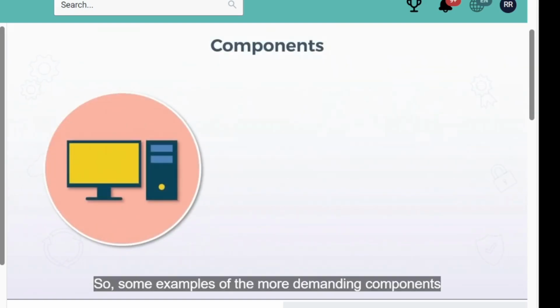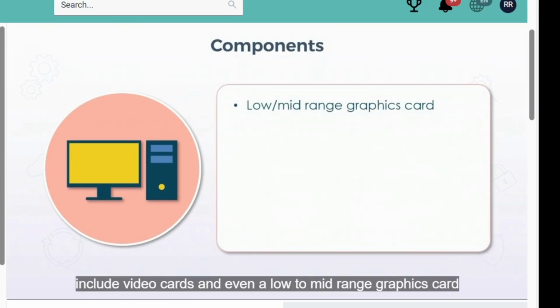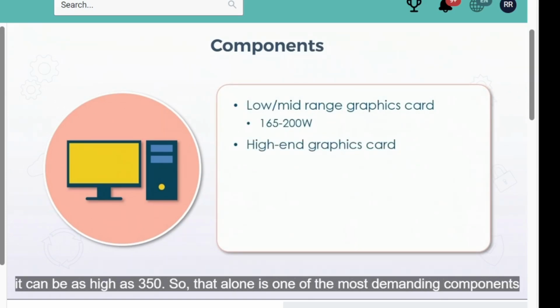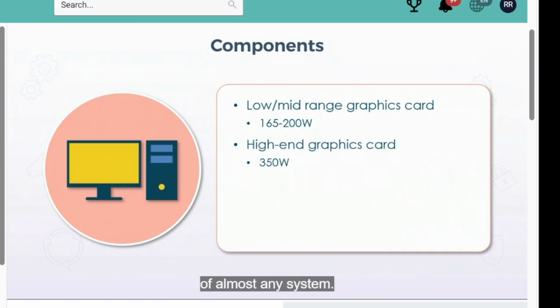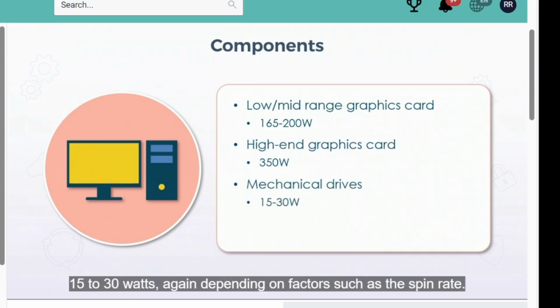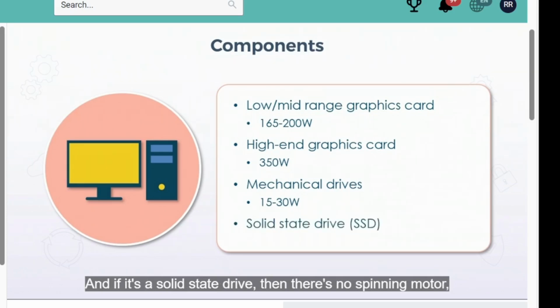So some examples of the more demanding components include video cards, and even a low to mid-range graphics card can draw 165 to 200 watts of power. And if it's a high-end graphics card, it can be as high as 350. So that alone is one of the most demanding components of almost any system. Then your mechanical drives, such as hard drives, can draw anywhere between 15 to 30 watts, again depending on factors such as the spin rate. And if it's a solid-state drive, then there's no spinning motor, so they require much less power, maybe around 8 watts.